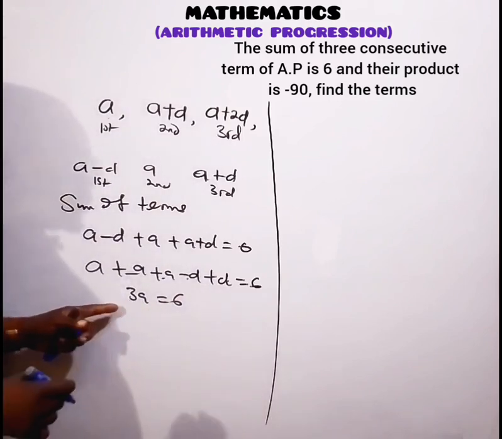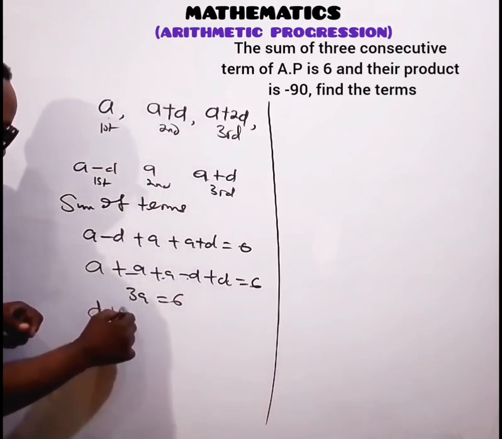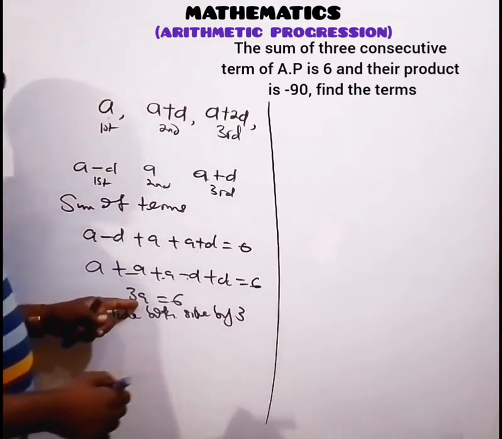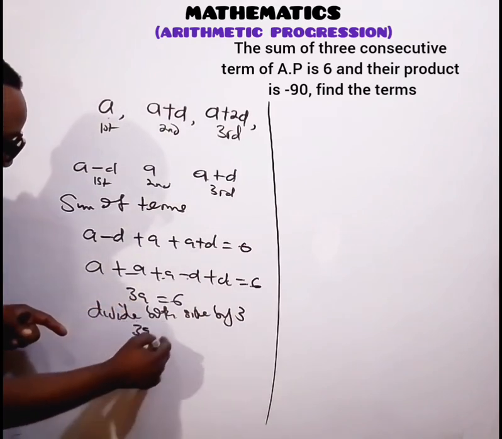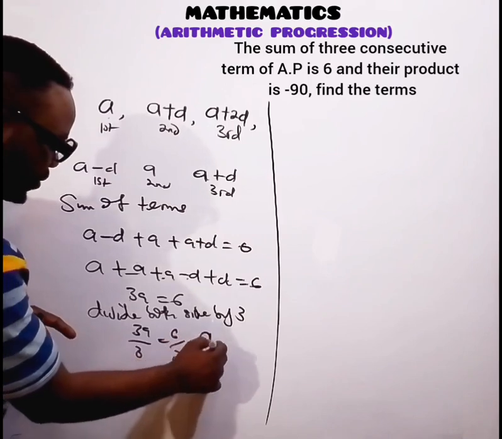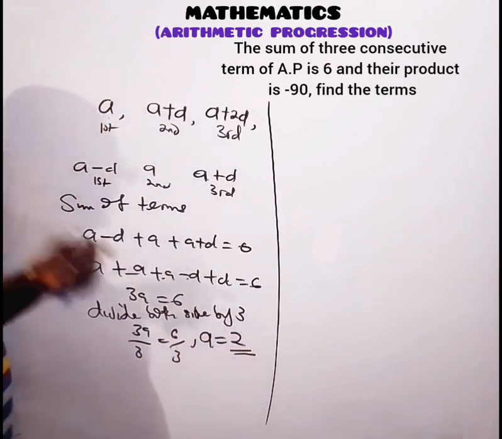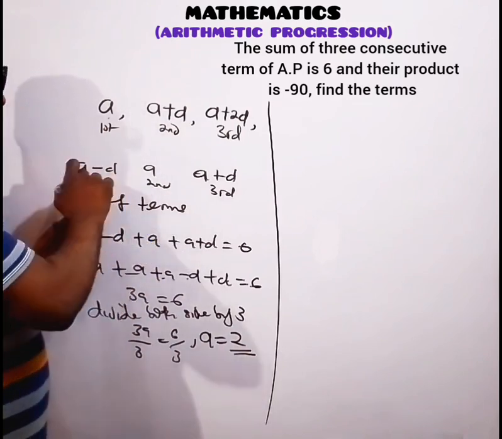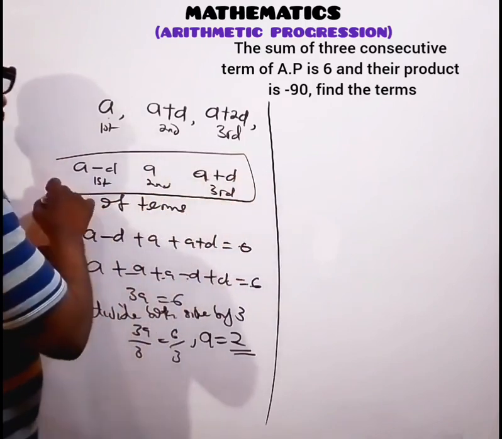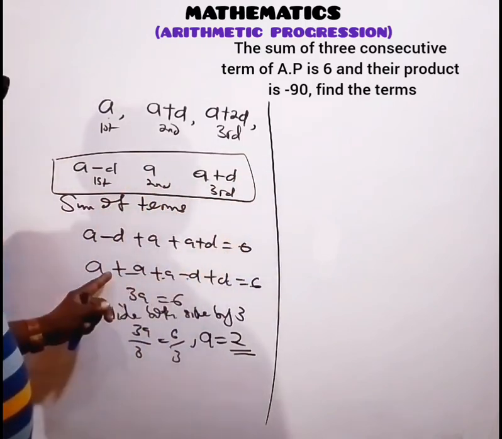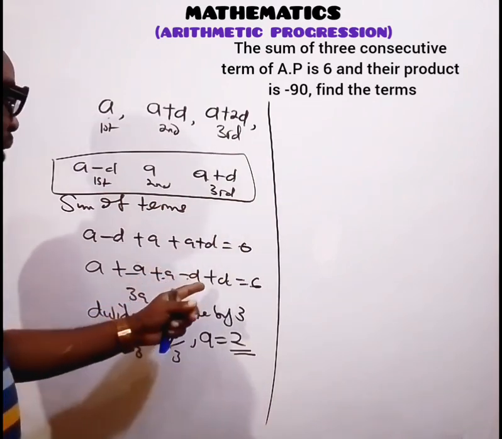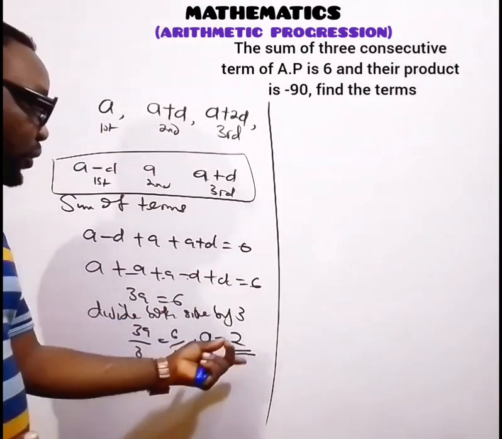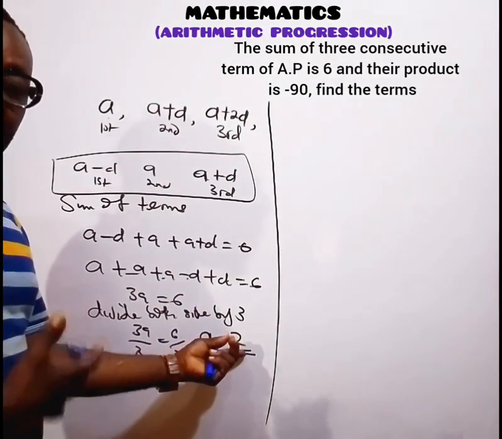So for us to find the value of A here, we divide both sides by 3, that's the coefficient of A. 3A over 3 is equal to 6 over 3, where A will be equal to 2. We are able to find the value of A. Now, you can see the reason why we make use of this set of terms. We make use of these terms purposely so that we can eliminate the common difference, and achieve the purpose of getting the value of our first term, which is A.